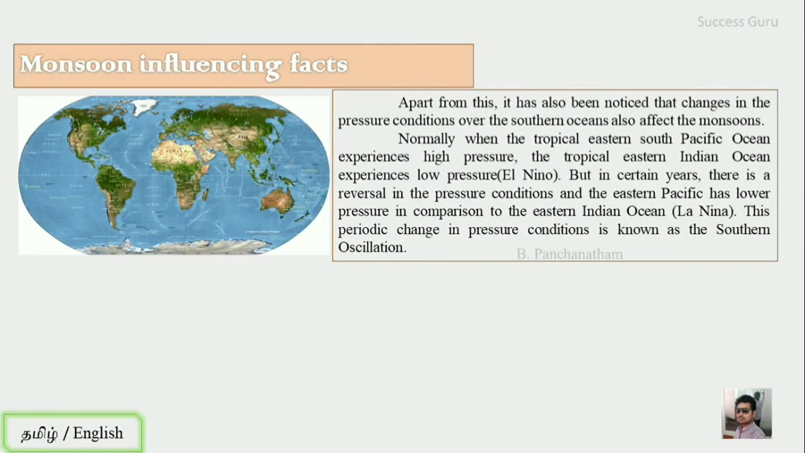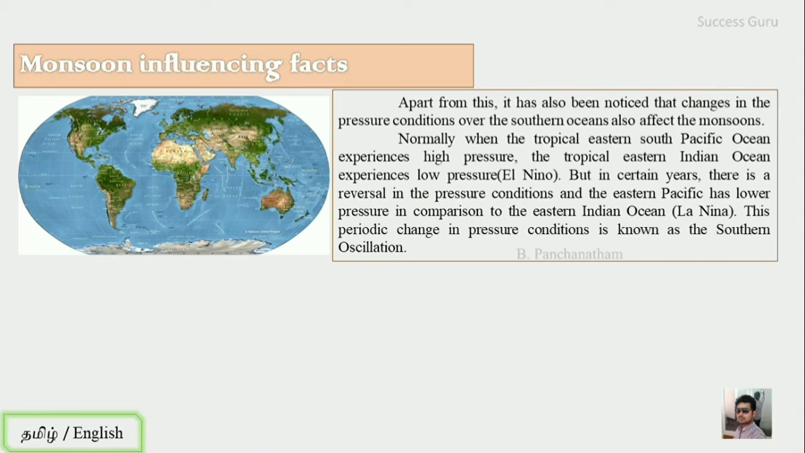Apart from that, it has also been noticed that the change in the pressure condition over the southern ocean affects the monsoon. Normally, when the tropical East South Pacific Ocean experiences high pressure and the tropical East Indian Ocean experiences low pressure, such a situation is called El Nino. That is, the movement of water due to such a situation is called El Nino, which simply means little boy in Spanish.